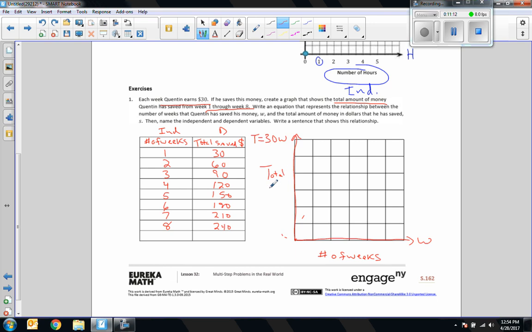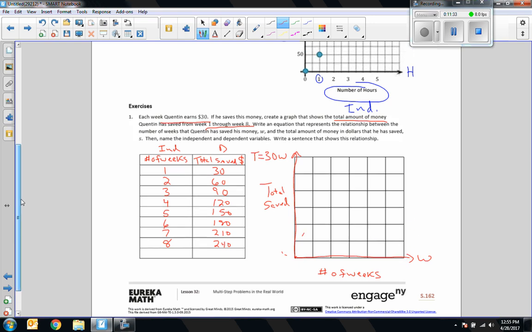Total saved. All right. Now we have to determine a unit of measurement. So we're going through. So this is 1, 2, 3, 4, 5, 6, 7. Okay, so this doesn't fit. Unfortunately they aren't giving me the right grid to do this.